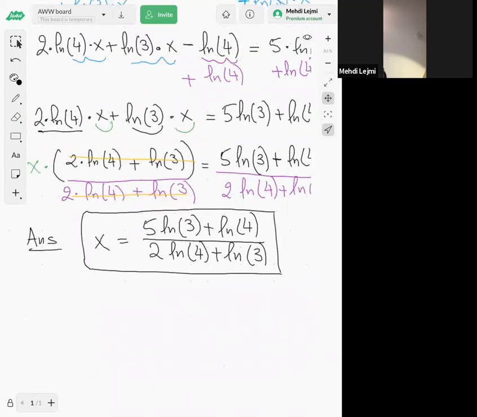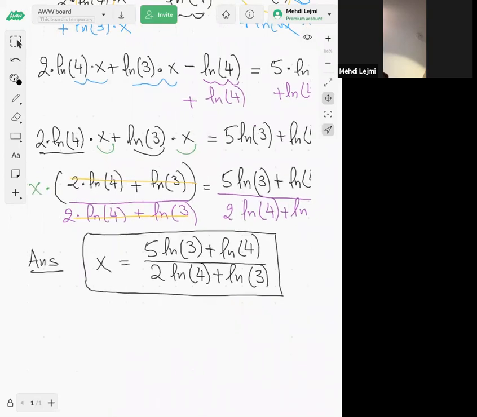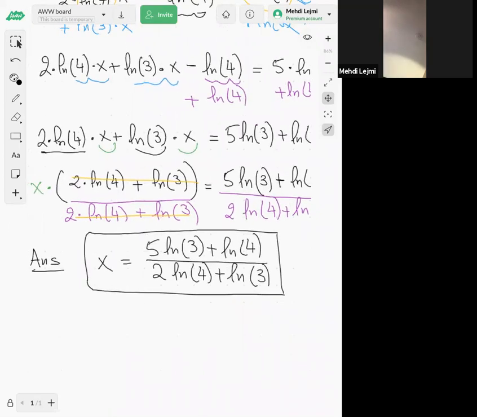Edwin, did you try to approximate this solution? Yeah, it's probably some decimal. That's why it's better to keep this natural log of 3 and natural log of 4, instead of using decimals. So yeah, here's an exercise.